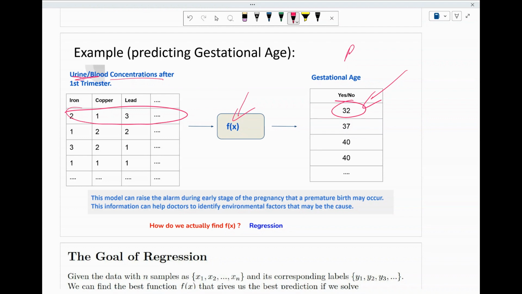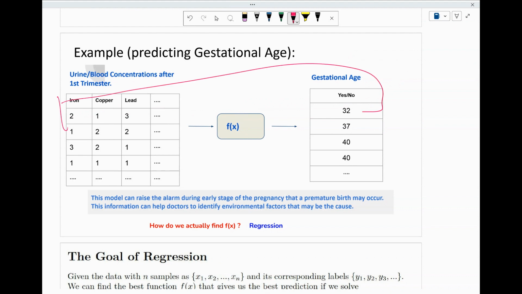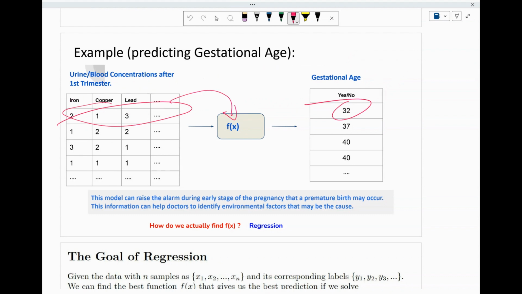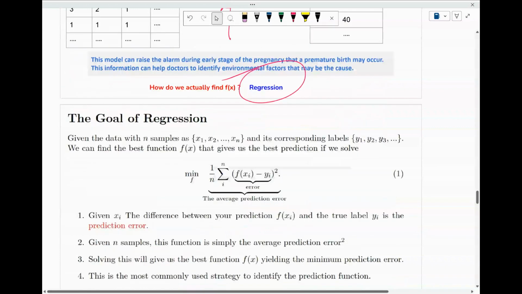So this is a project I worked on before, and this is the example of a regression where you collect data, plug into a function, and make some prediction. The trick here is how do you find this? Okay, how do you find it? And that is regression. So how do we go about doing regression?